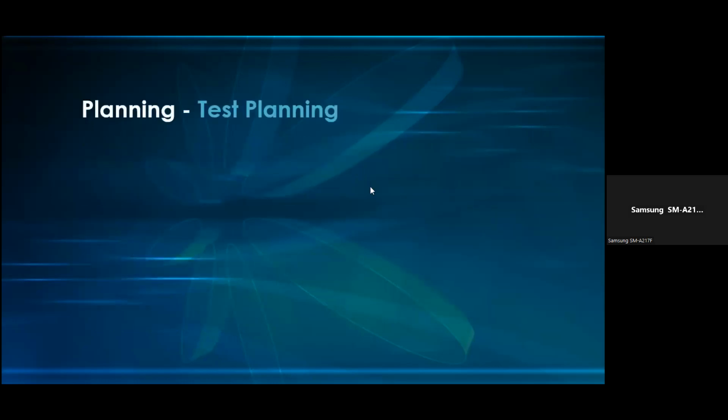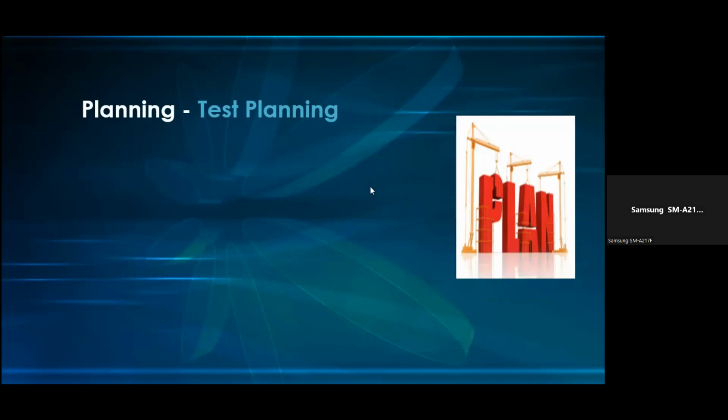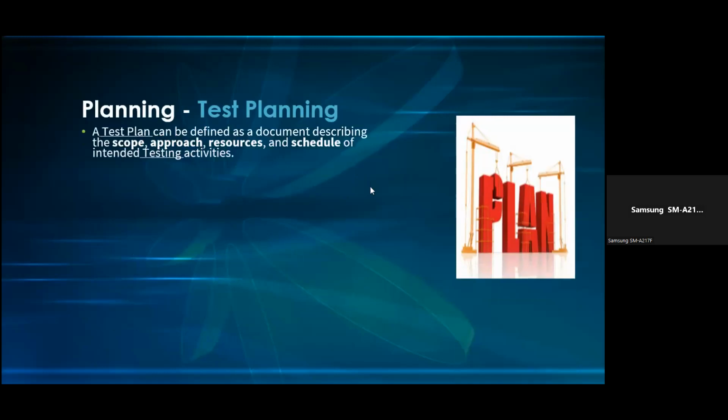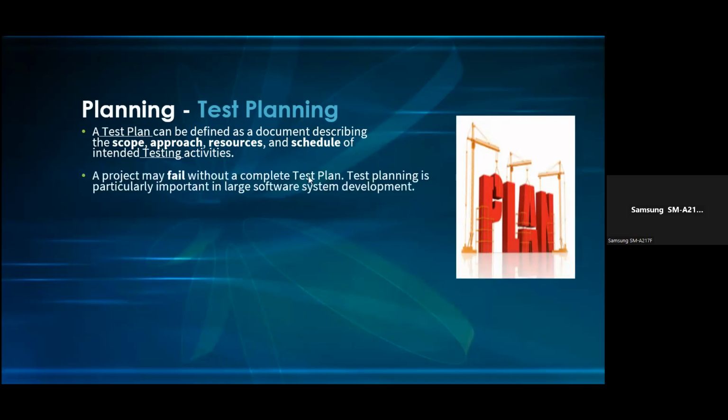So test planning. We've been talking about the planning. In the planning phase, a test plan can be defined as a document describing the scope, approach, resources, and schedule of intended testing activities. These are the features, these are the placeholders for a test plan. A project may fail without a complete test plan. Test planning is particularly important in large software system development.